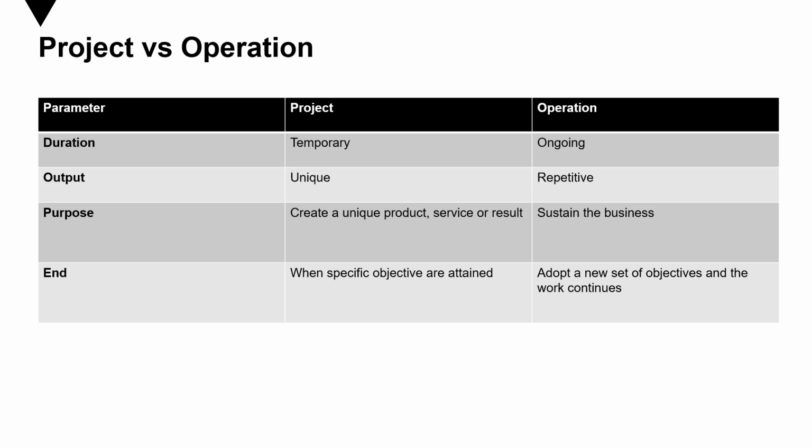I hope you now understand the difference between a project and an operation. And once you ask the questions on these parameters, you will be able to define if it's a project. And if it's a project, you will be able to use project service automation in Dynamics 365.